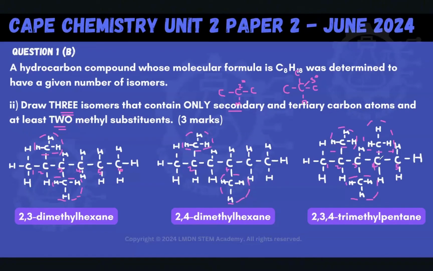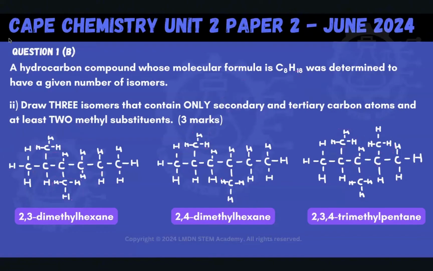Let's look at 4. 4 has 1, 2, 3. So that's a tertiary carbon as well, right? And so we're good, right? We've met both of these criteria, and so we're good for our 3 marks here. Now, there are other variations that you might come up with, but this is just an example of what was expected here, okay? All right, so let's go ahead now to the other part of this question.